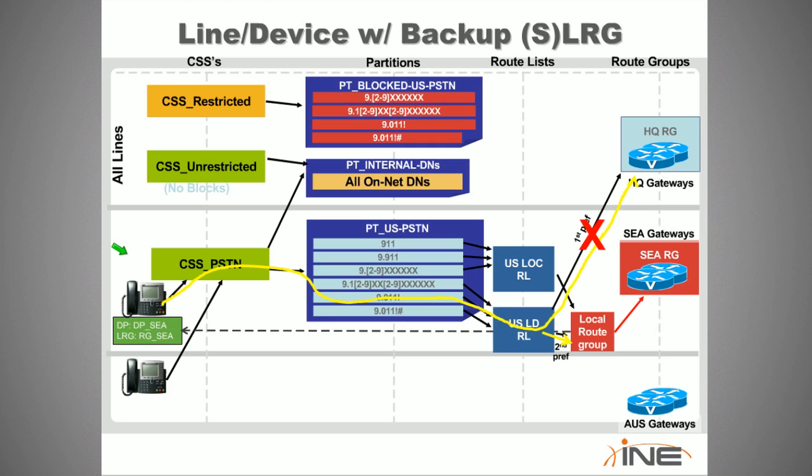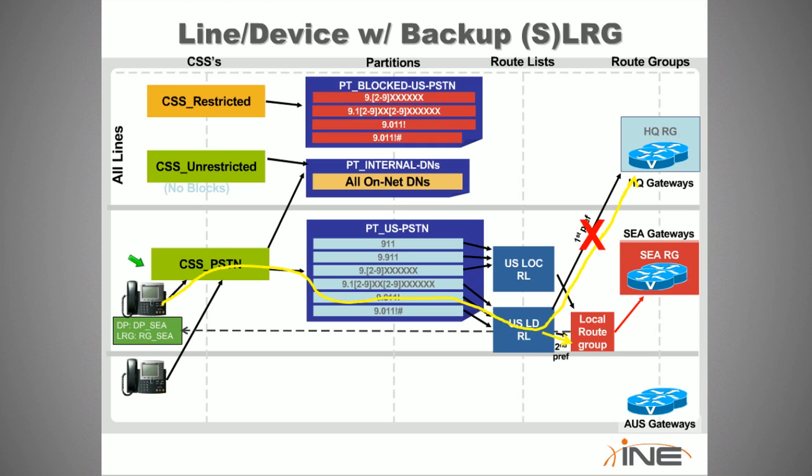The reason was we had 1,000 sites, so we had 1,000 CSSs, and we had 4 classes of restriction, right? But now we effectively only have 1 site, because local route group allows 1 CSS to point to 1 partition with all the patterns, go out 1 route list, and then it decides where the call should go based on who was the calling party. So we don't need to have 1,000 CSSs here anymore.